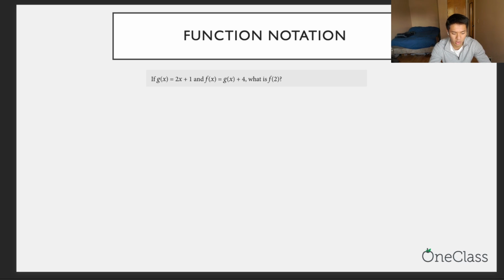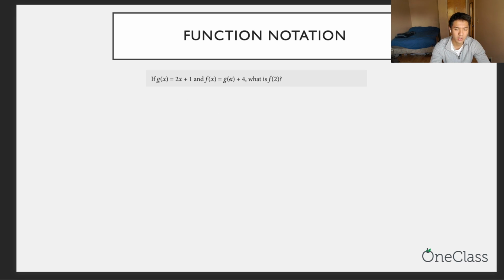With this question here, what we're working with is composite functions. So given two functions, g of x and f of x, and this relationship between the two, what do we know? What can we find? So the question says, if g of x is equal to 2x plus 1, and f of x is equal to g of x plus 4, what is f of 2? There are two ways we can really solve this.